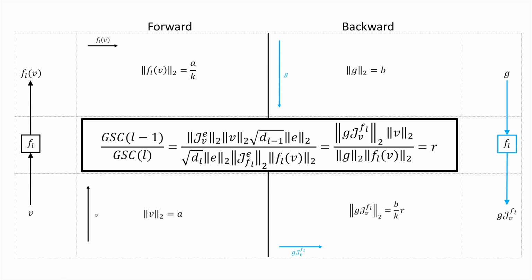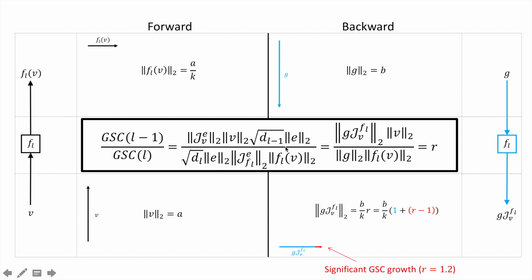Let's look at the change to the GSC induced by this layer, specifically at the ratio of the GSC at the previous layer L-1 and at layer L. Note that we use the error instead of the prediction of the network to define the GSC, which, as we pointed out earlier, is also a valid choice. Plugging in the definition of the GSC, we notice that the Jacobian of the error with respect to the latent representation is simply the regular gradient g. Plugging in the lengths as specified, we obtain the value r.